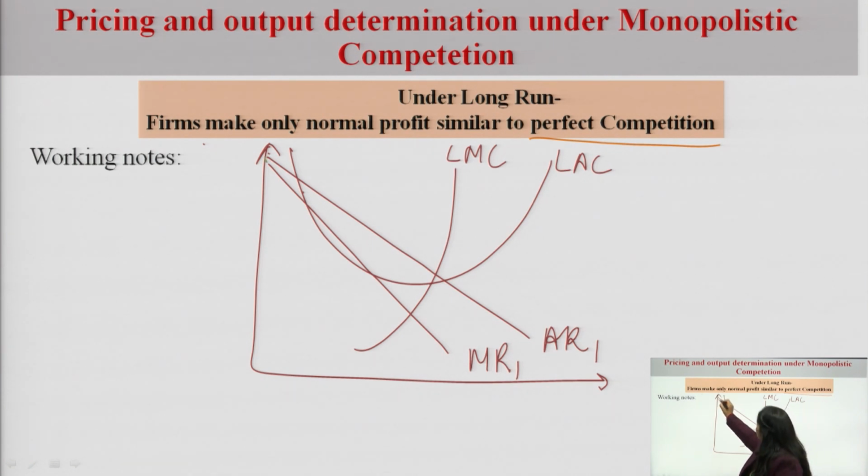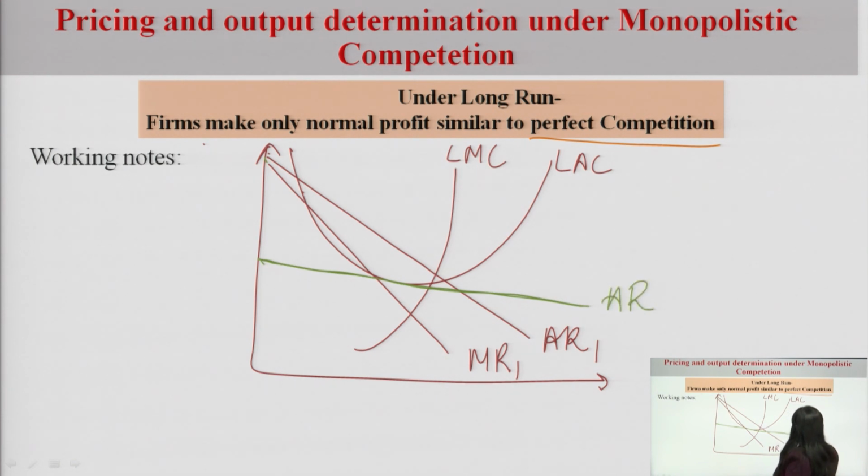And as I have said, the demand has reduced. So, it will shift to the lower side. And it will shift to such an extent that it will pass tangentially to the long run average cost. So, the new average revenue will be indicated by AR2. AR2 is the new demand curve which is now more elastic. Why? Because new players have entered the industry.